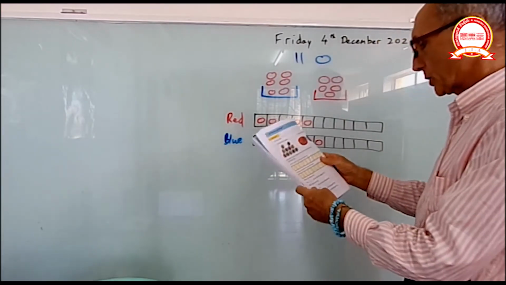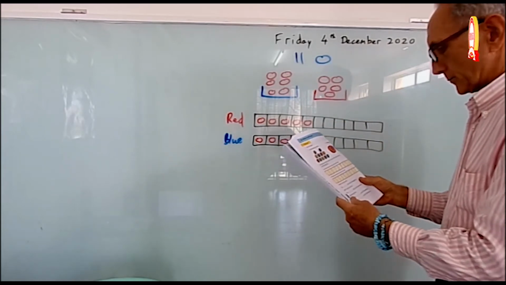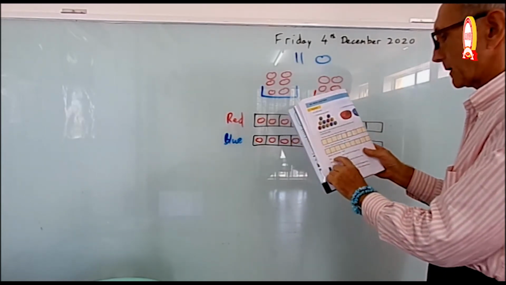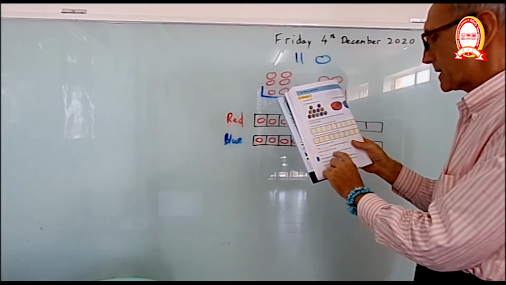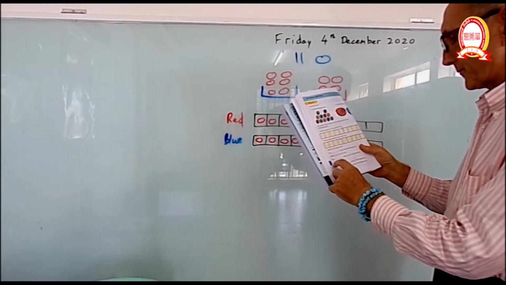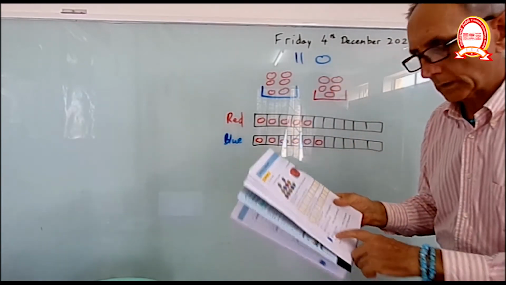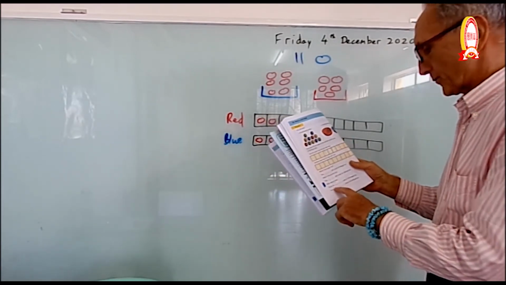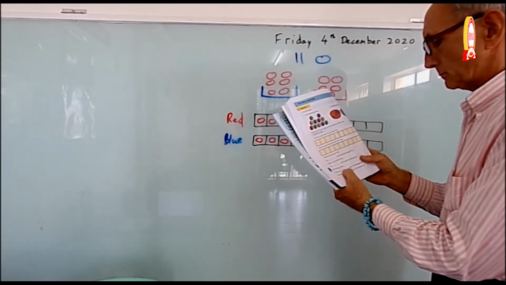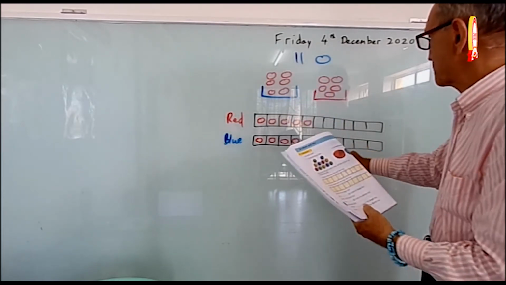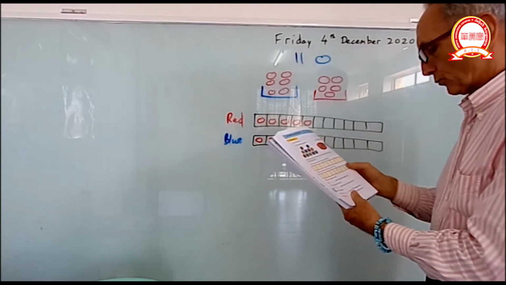It says, which line is the longer line? So which one of these is longer? So you write the colour here. Which is the shorter line? You write the colour here. Now, more or less. More means bigger. Less means smaller. So you should write, there are more or less cubes in the longer line. Which one of these is bigger? Which one of these is more? You write your answers here.